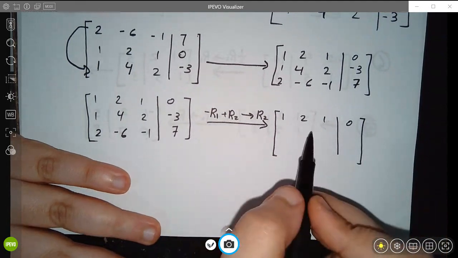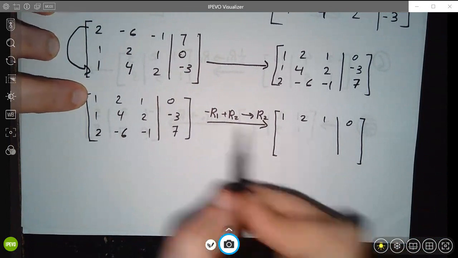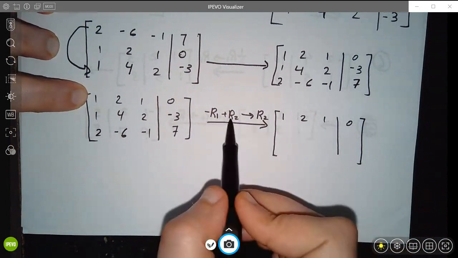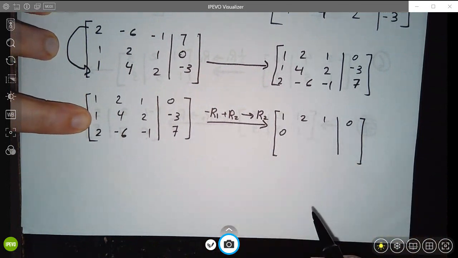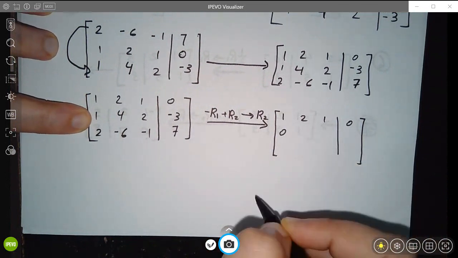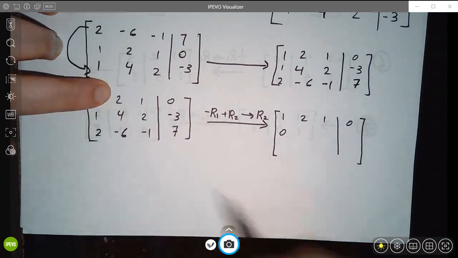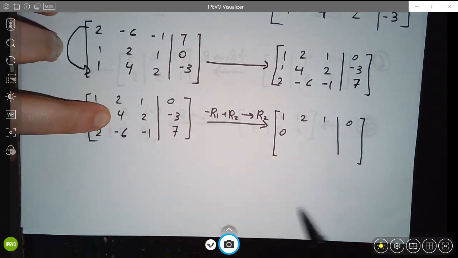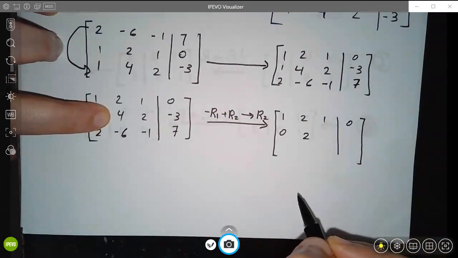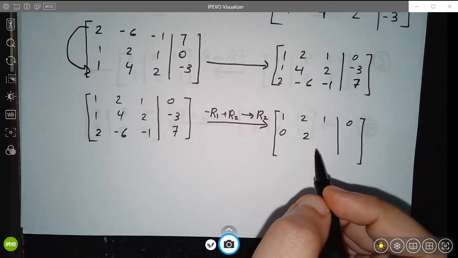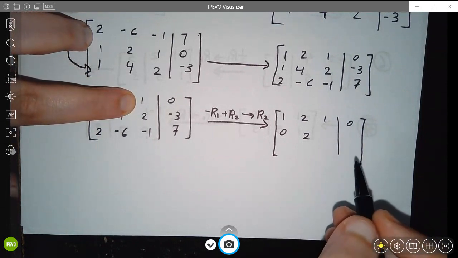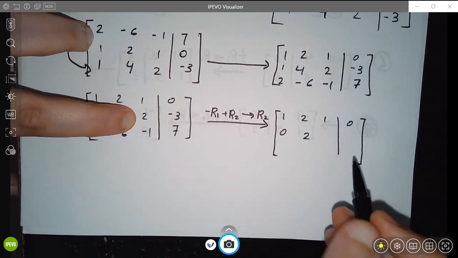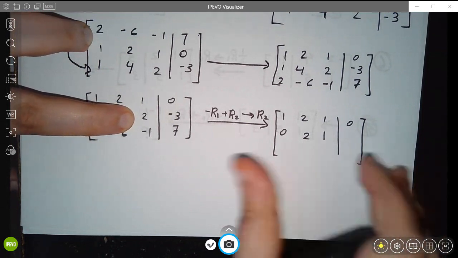Okay, now let's do row 2. We have 1, negative 1, plus 1, that's 0. Boom, we got a 0. Okay. Negative 2 plus 4 makes this a 2. Right? And then 1 times a negative is negative 1. Plus 2 makes it a 1.